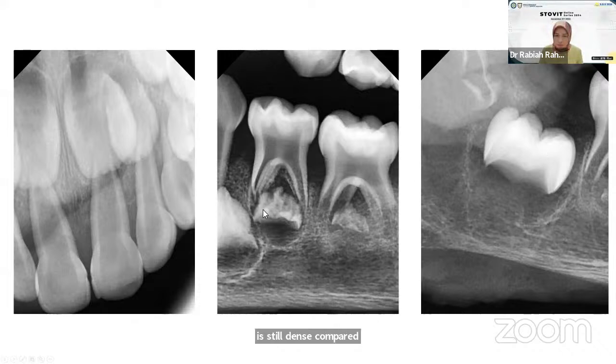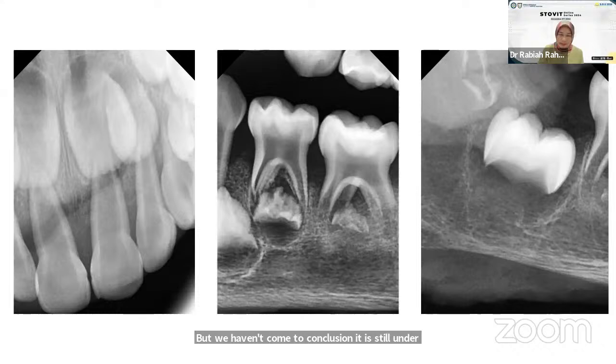So we could see the pattern of deteriorative disease in this child. But we haven't come to a conclusion. It is still under analysis. So this was the first case of such bone disorder related to a child death that has been referred to us.